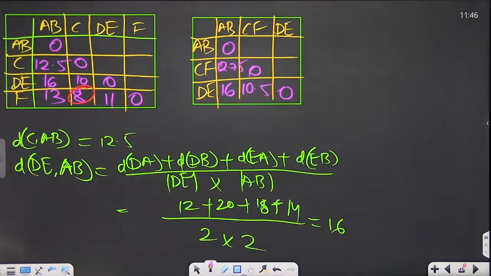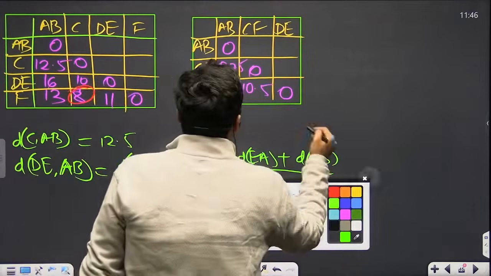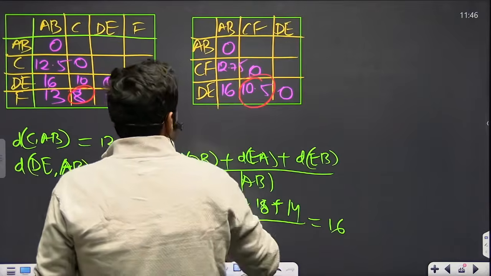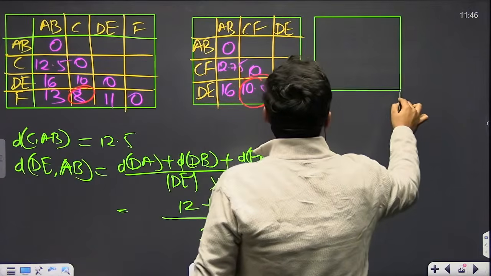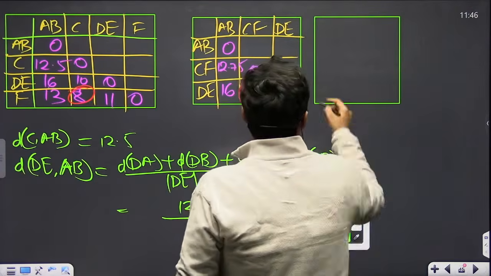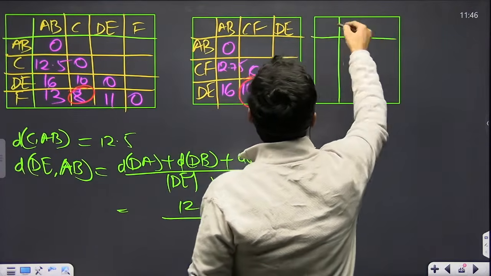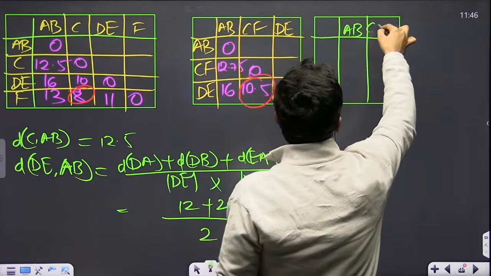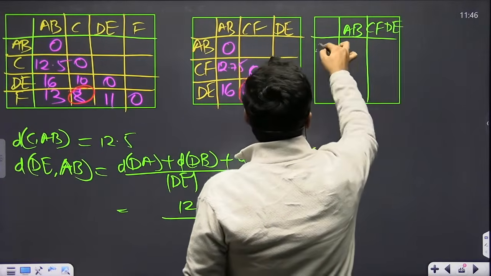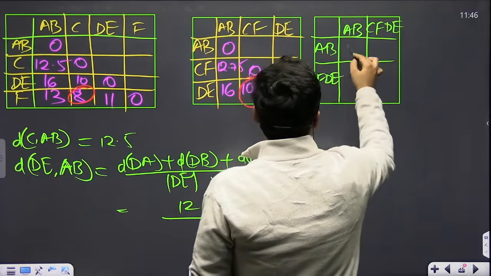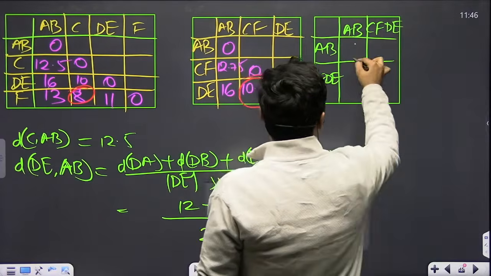So this is how we have to solve it. Now the next clubbing would be done on the least one, that is 10.5. So I would be clubbing CF and DE. So I have AB and the next clubbing would be between CF and DE.